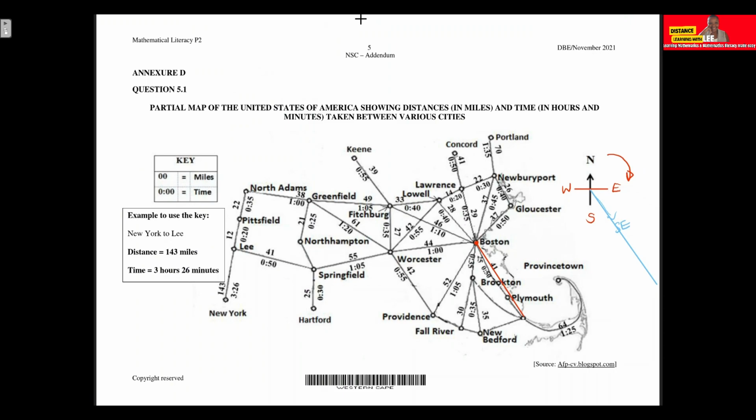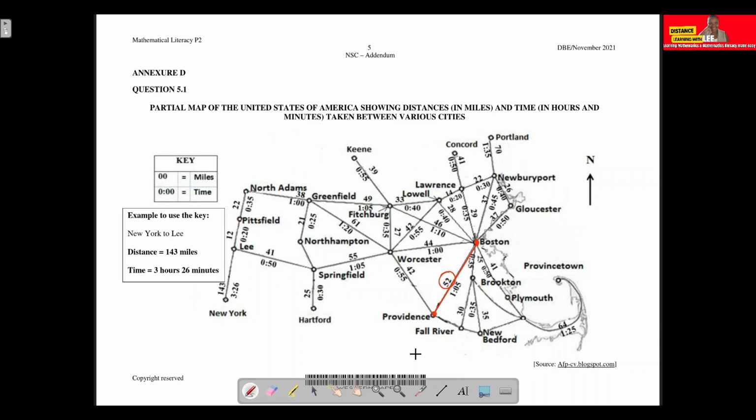We're going to start off with Providence and Boston. We see that that is Boston. So we found Boston. Where is Providence? That is Providence. So what is the distance in miles from Boston to Providence? Do you see that the distance there is 52 miles?